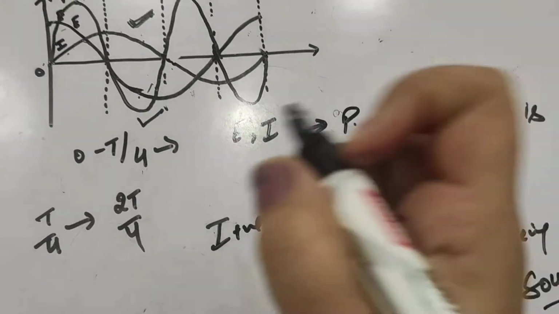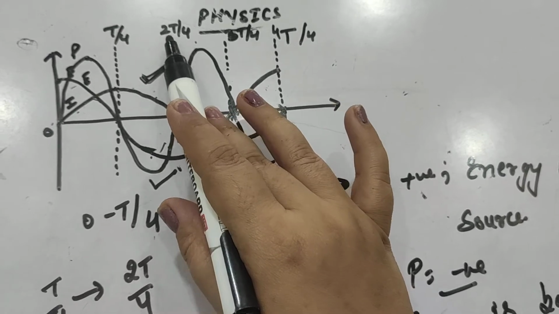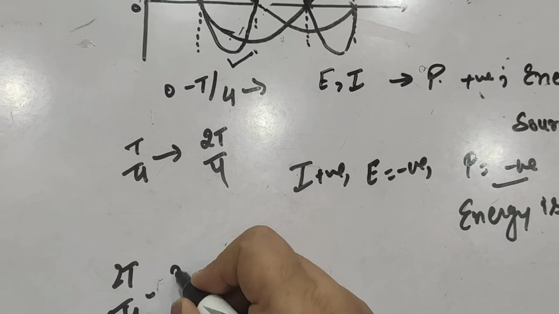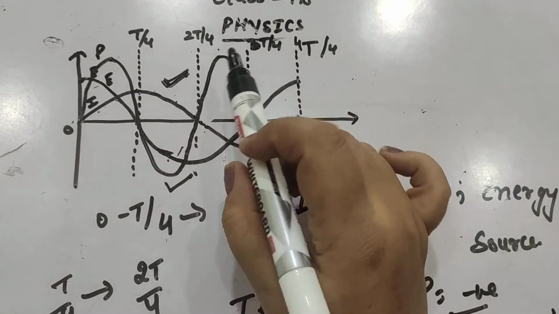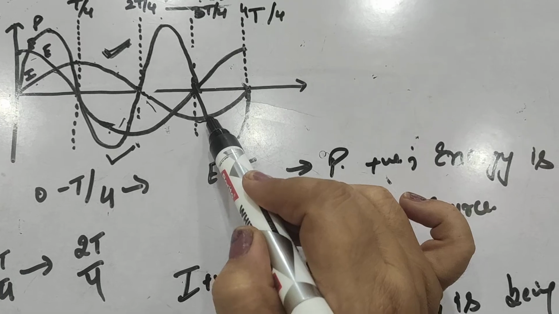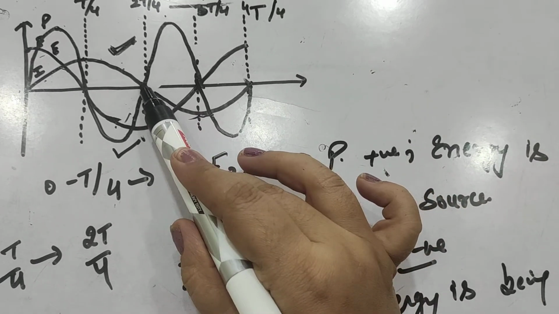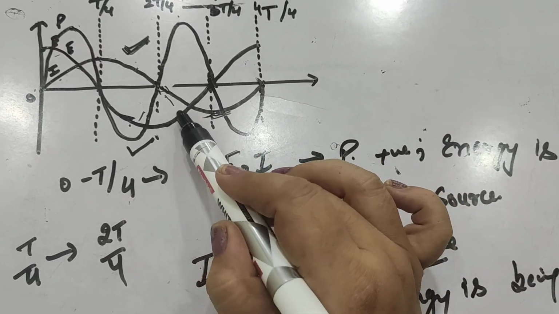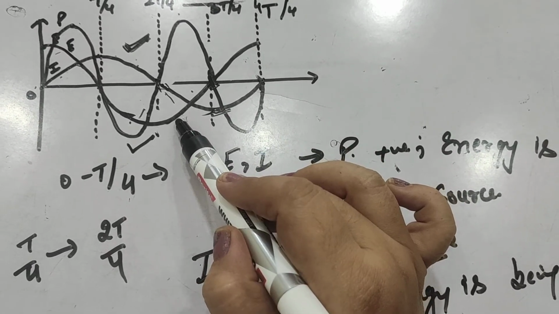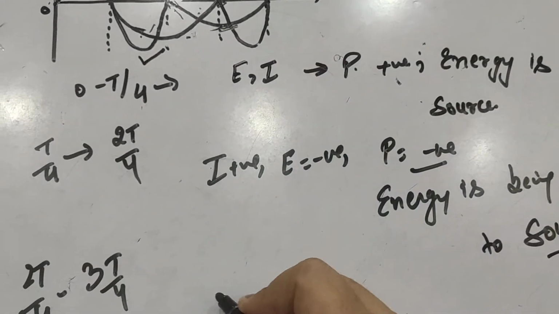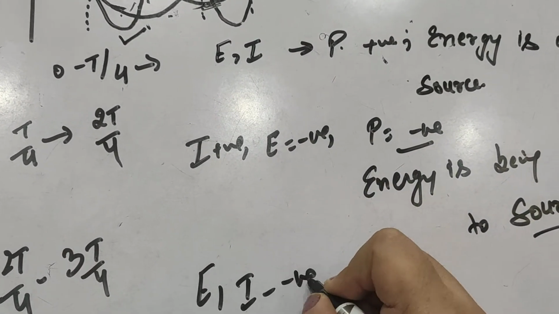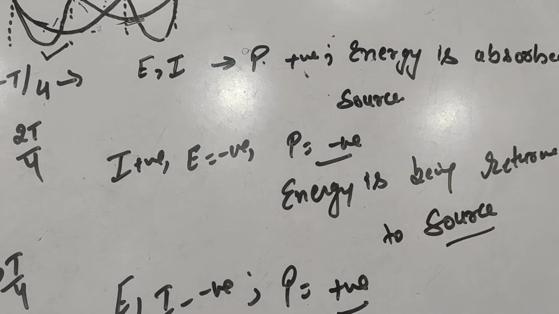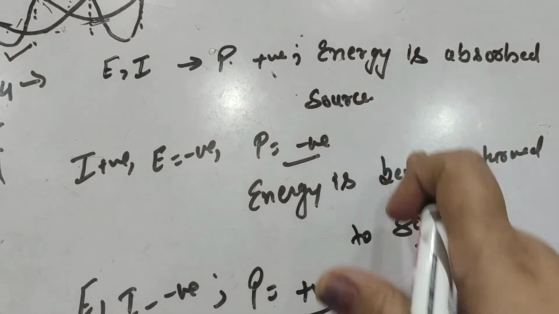Now again from the time period 2T by 4 to 3T by 4, you can see the current is negative, current is flowing in the opposite direction and it is on the negative axis, and EMF increases but it is still in the negative direction. So both E and I are negative, so power P is equal to IE is positive. So in that case energy is absorbed from the source.